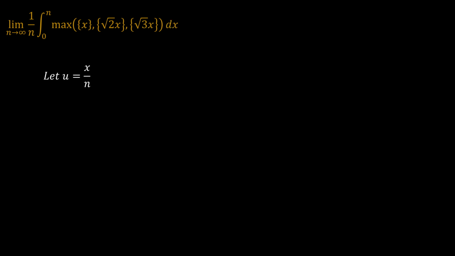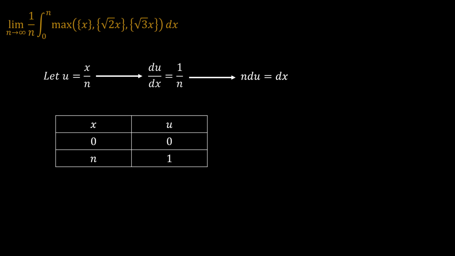So on to our problem. The first thing that I feel inclined to do is some substitution. I would let u be equal to x over n, such that du dx is 1 over n, such that the product of n and du can be substituted for dx. And then looking at the limits, when x equals 0, u is 0. When x equals n, u becomes 1.